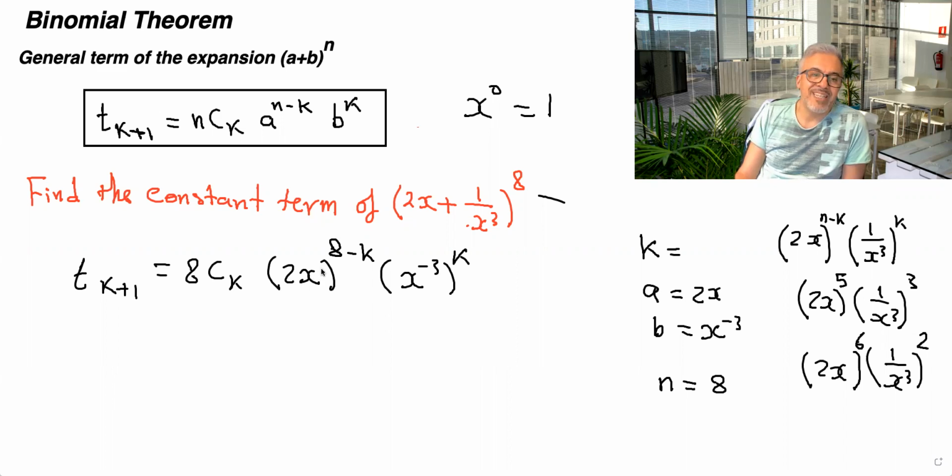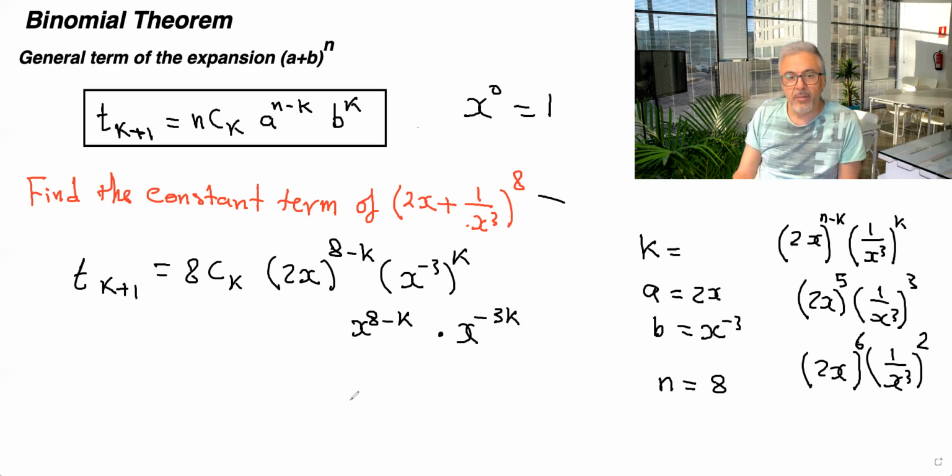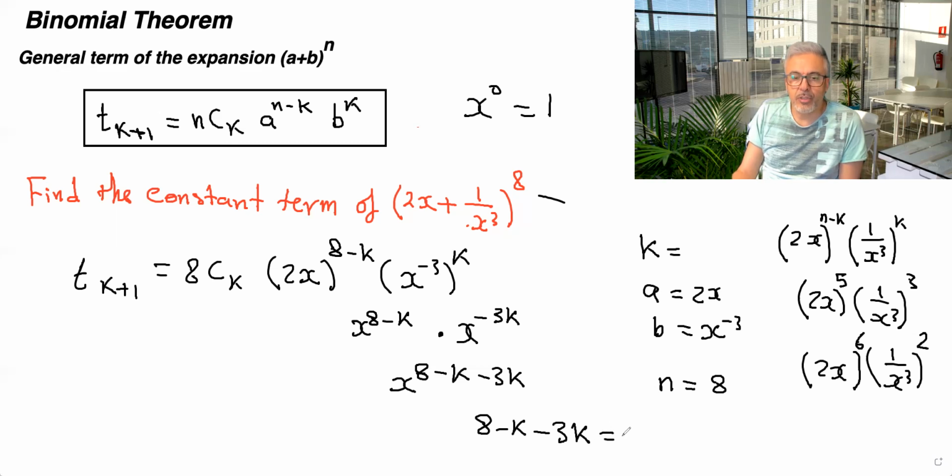So now I know, because this x here has no exponent, we could just ignore the 2 there, because we're interested in getting a 0 exponent on the x. So here we'll have x to the power of 8 minus k, and this will be x to the power of negative 3k. So here, when you multiply these, you're going to get x to the power of 8 minus k, and you add that negative 3k as well. And therefore, you remember, the exponent has to be 0. So therefore, 8 minus k minus 3k should equal 0.